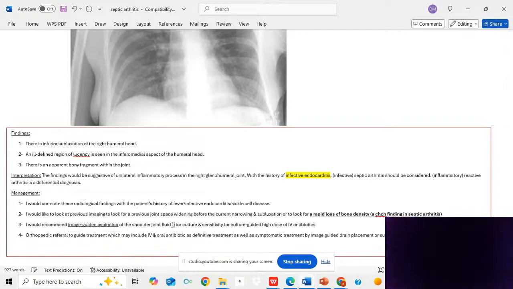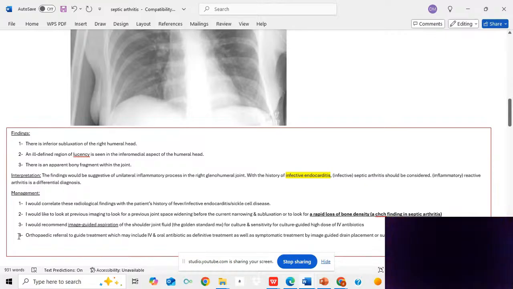Okay, this is the golden standard management. Why? Because the aspiration of the shoulder joint fluid will allow culture and sensitivity for culture guided antibiotic therapy. So image guided aspiration of the shoulder joint fluid is very important.